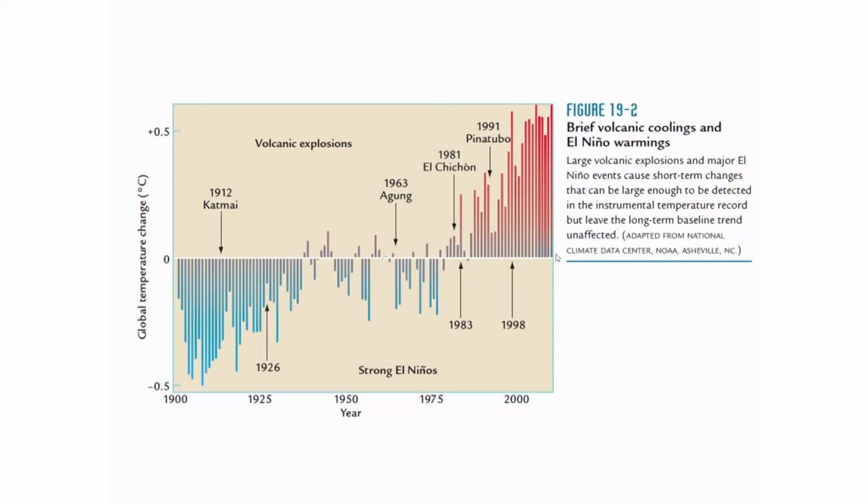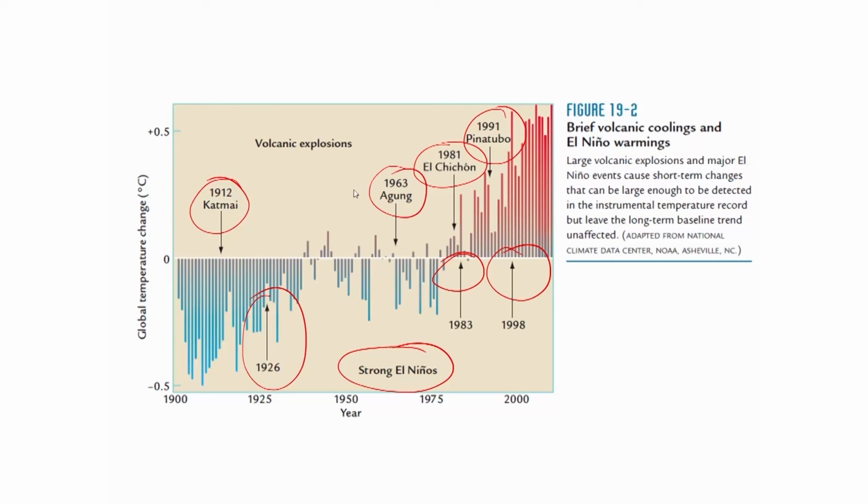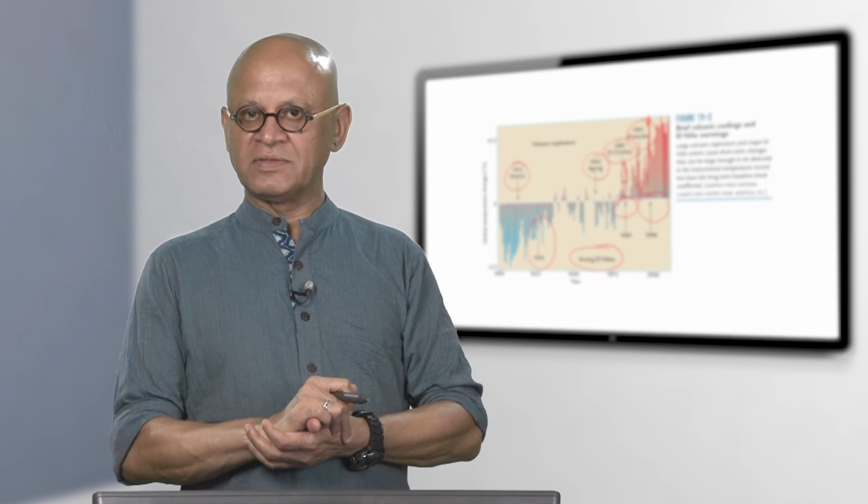So, the same figure again being shown, but now showing the volcanic eruptions that happened. So, Katmai 1926, that is a strong El Nino, strong El Nino, strong El Nino, the Pinatubo eruption, El Chichon eruption, Agung eruption, and as we expect, when strong El Nino happens, there is a local spike in warming. When a strong eruption of volcano happens, there is a local cooling, local warming due to El Nino, local cooling due to volcano, and so on. So, natural variability produces these ups and downs in global warming. We always have to be able to remember that.